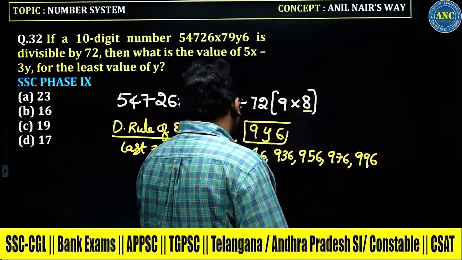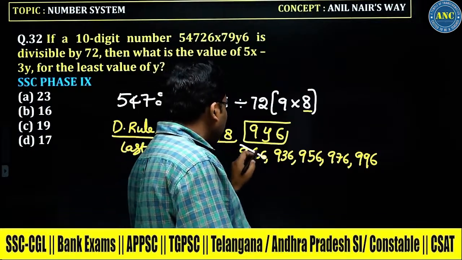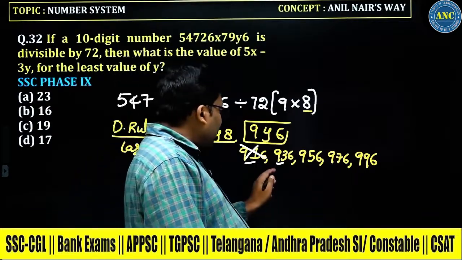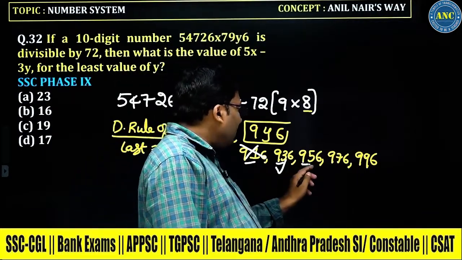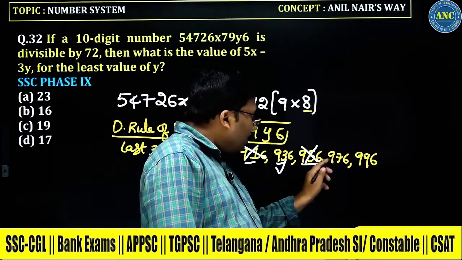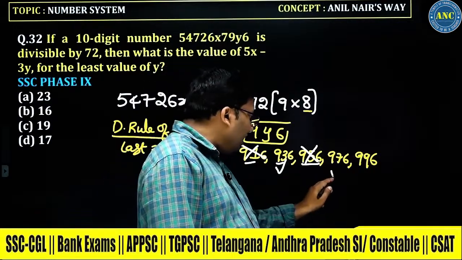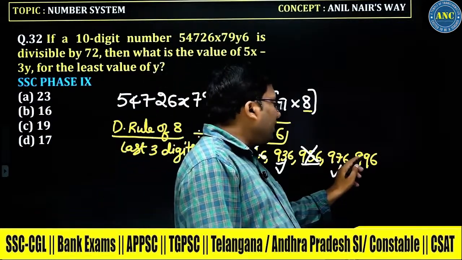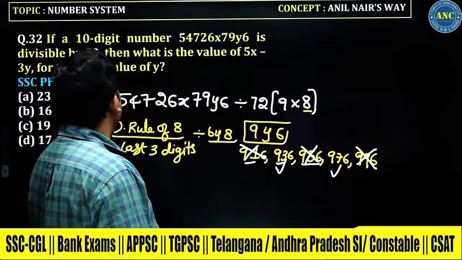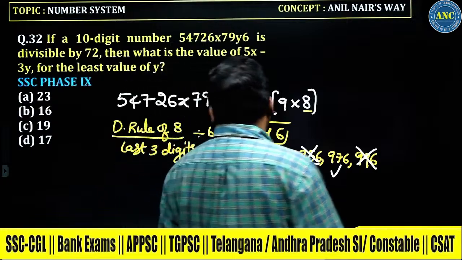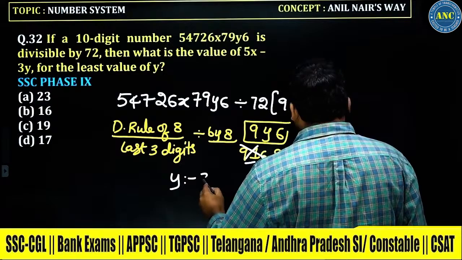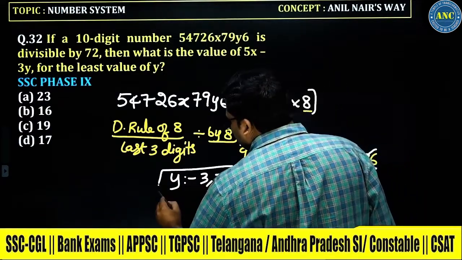See here. 8 11s are 88, 36, not possible. 8 11s are 88, 56, 8 7s are 56, possible. 8 11s are 88, 76, not possible. 8 12s are 96, 16, possible. 8 12s are 96, 36, not possible. That means, looking at the question, I got the y value as 3 and 7.